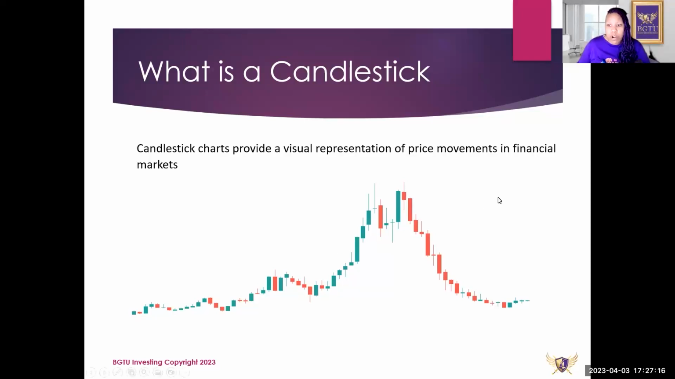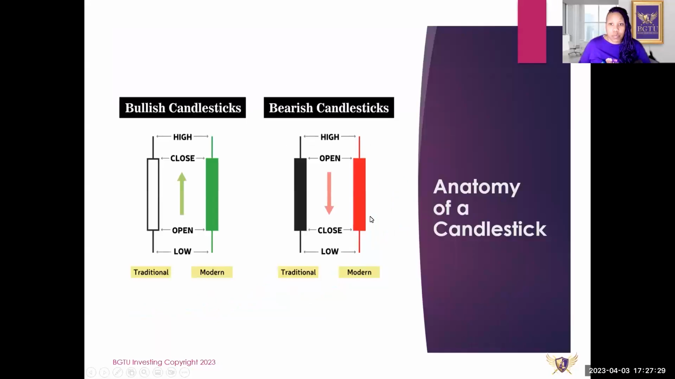So this is what they are. This is a monthly candlestick. So this shows you for the month, whatever month this is, we had a lot of bullish momentum in that month that continued into subsequent months. And the anatomy, you need to understand the high, low, open, and close.